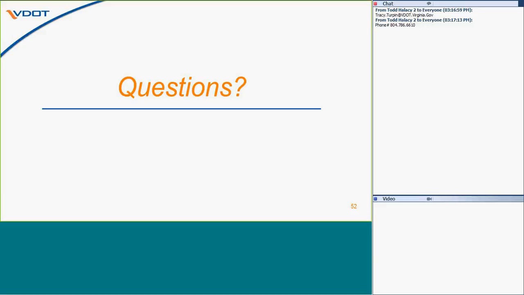Okay, great. I've got one question. Are PDs eligible to apply? Yes. HSIP funds are eligible for all public roads in Virginia. But if they're locally maintained, then that falls under the locally administered projects that need to be submitted through the department.